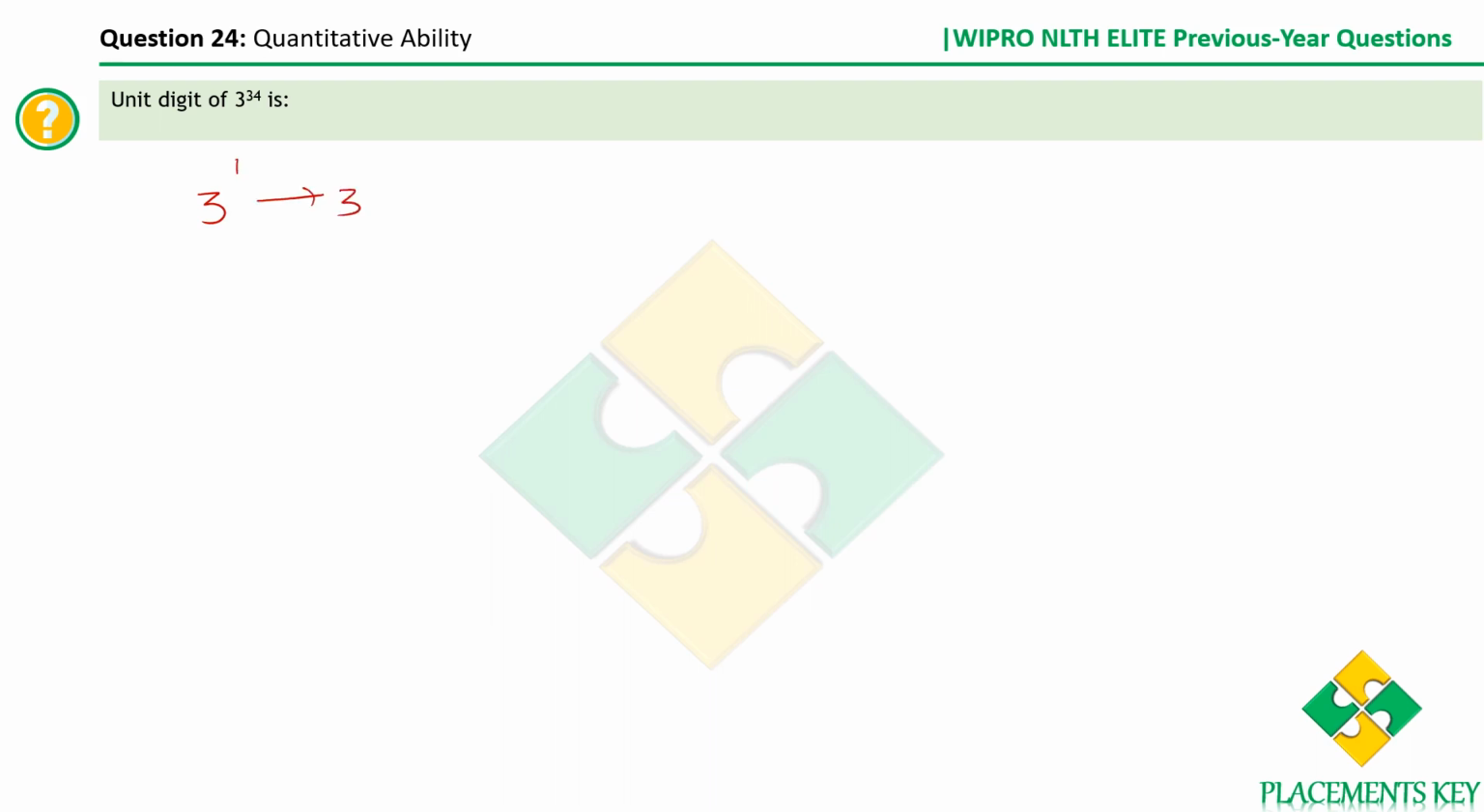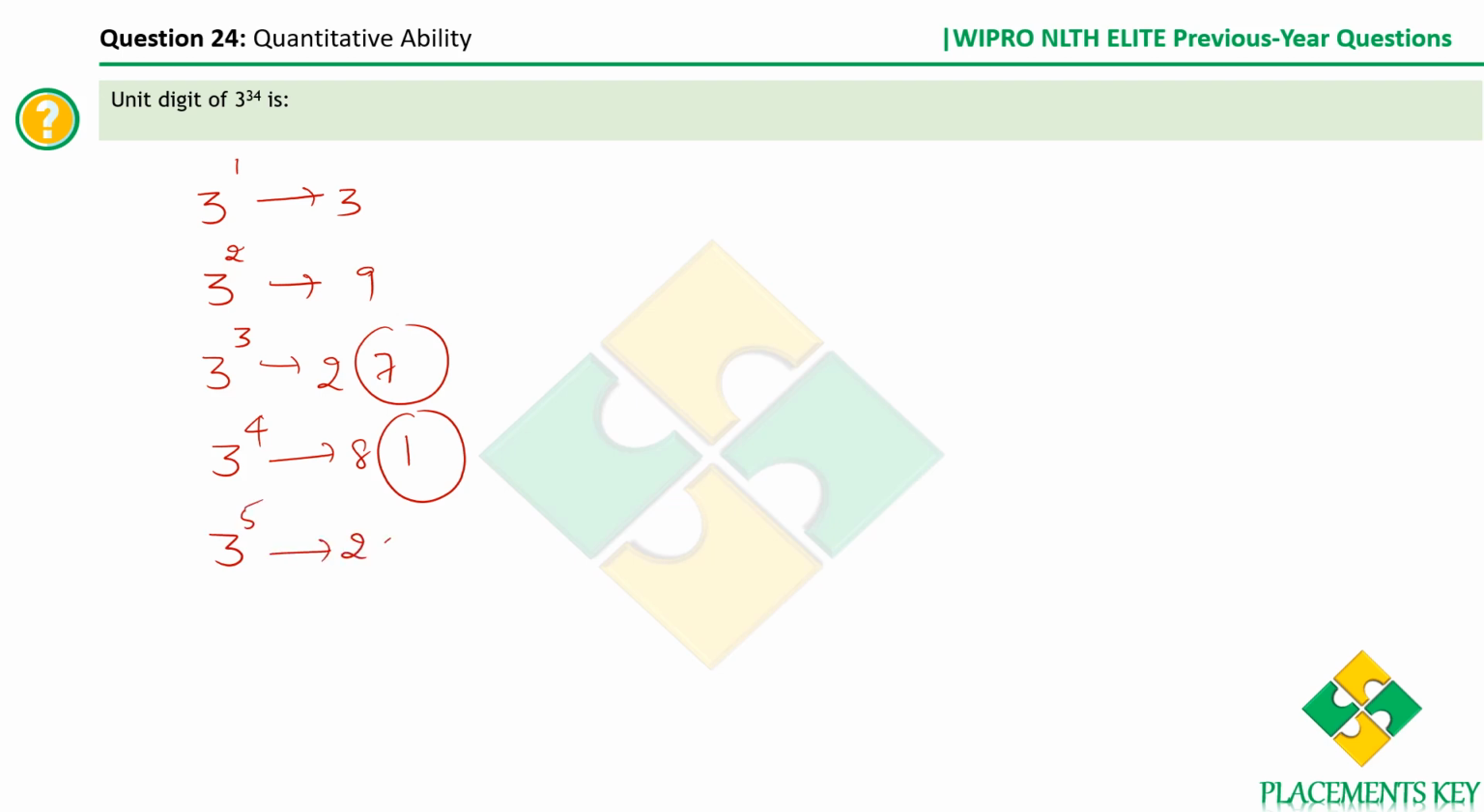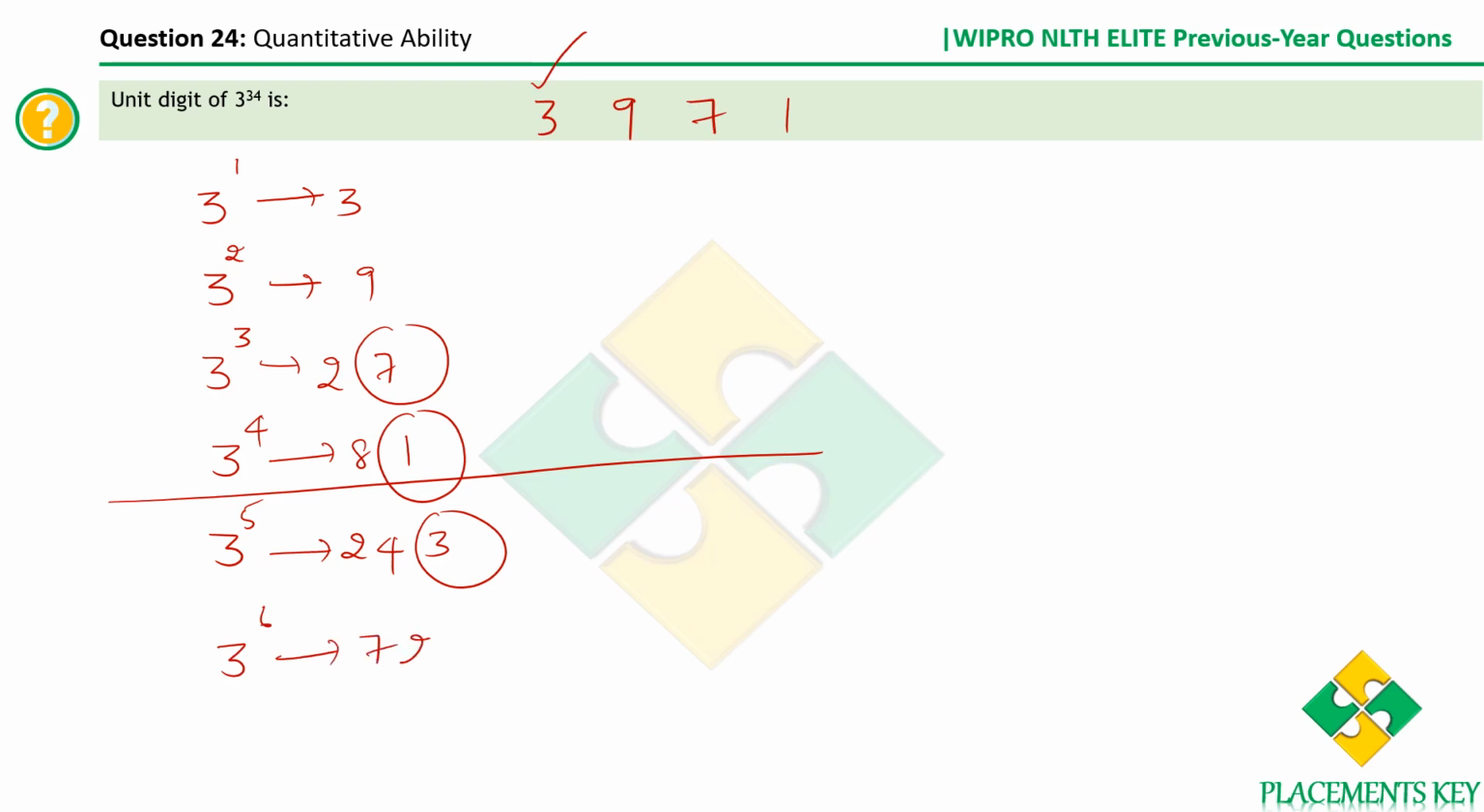3 power 1 is 3, 3 power 2, 3 square is 9, 3 cube is 27, so the unit digit is 7, 3 power 4 is 81, the unit digit is 1, 3 power 5, it is 243, the unit digit is 3. I think there seems to be some repetition, right? We've got 3, 9, 7, 1, and again we've got 3. Let's check for one more value, 3 power 6. What is 243 into 3? It is 729. Yeah, we've got 9 again. So there is a repetition, 3971, 3971.